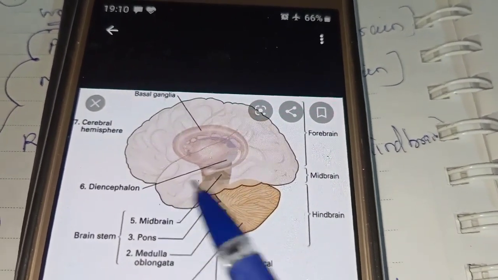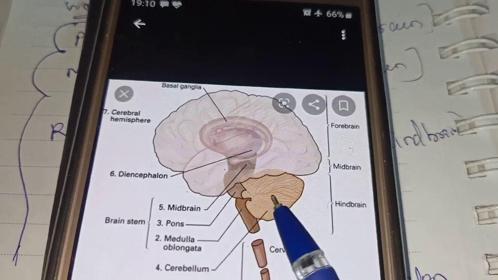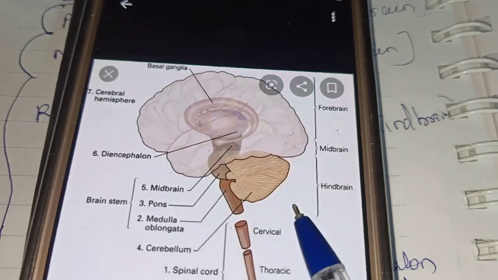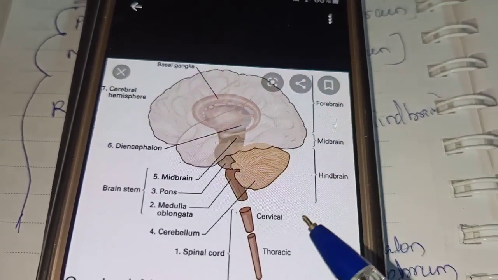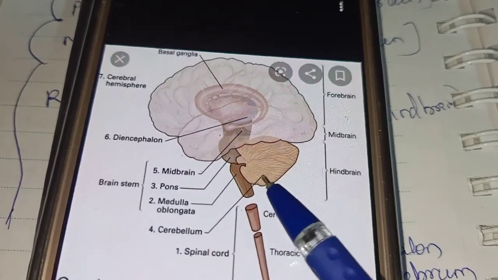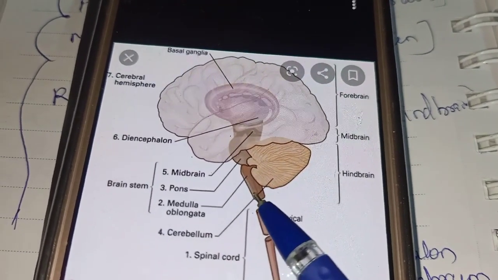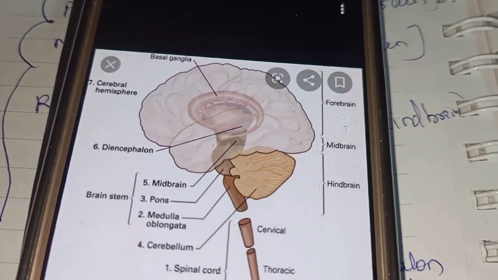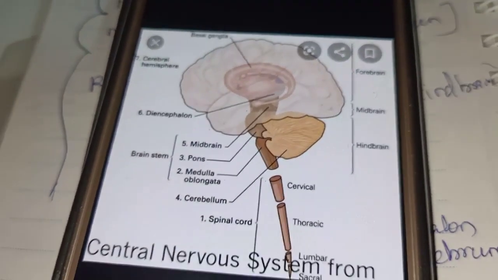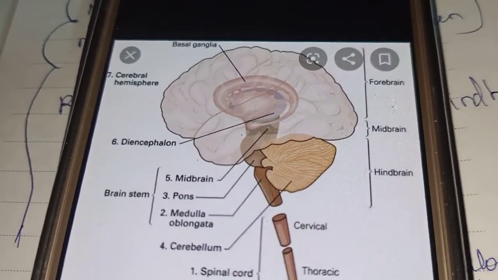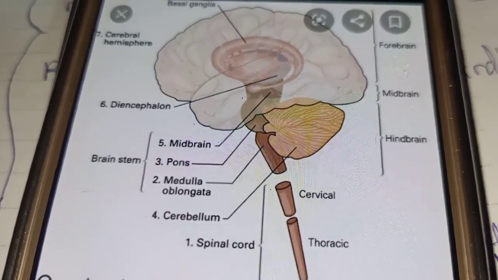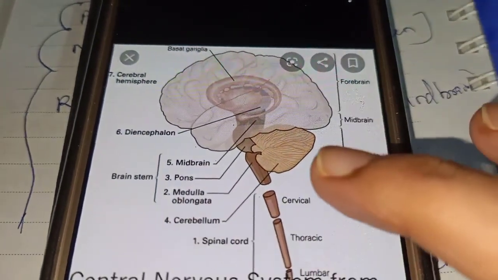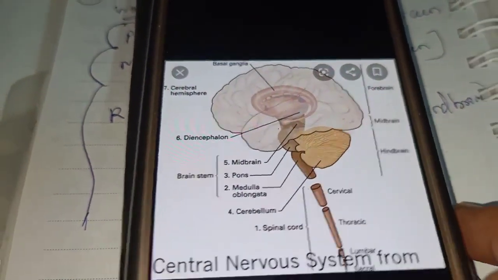Okay. Mesencephalon develops into midbrain, and the last part, the rhombencephalon, is divided into metencephalon and myelencephalon. The myelencephalon develops into medulla oblongata. Okay. And the metencephalon develops into pons and the cerebellum. So this is the basic division of the brain. This has to be remembered. Okay. So this is very, very important. The forebrain, the midbrain and the hindbrain.